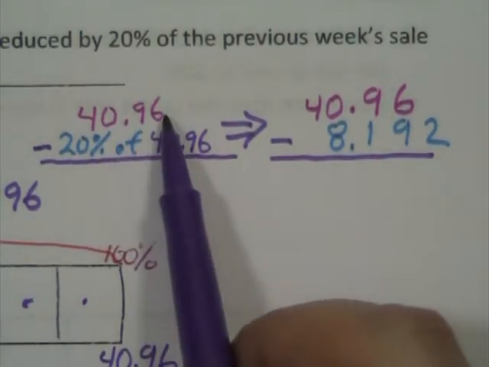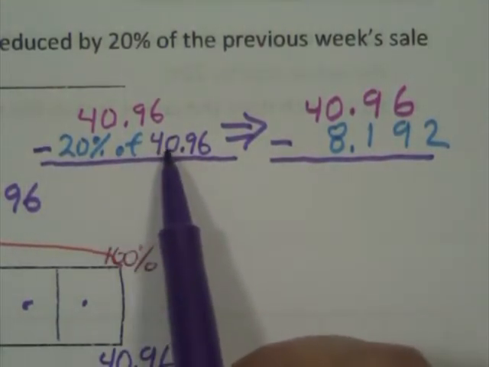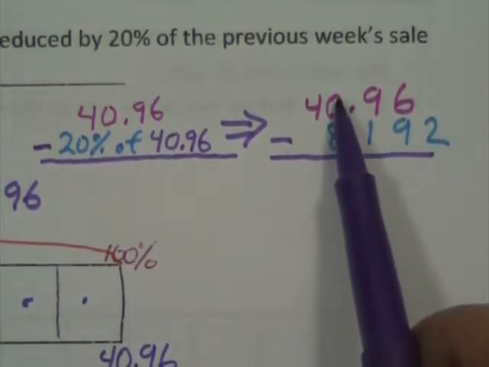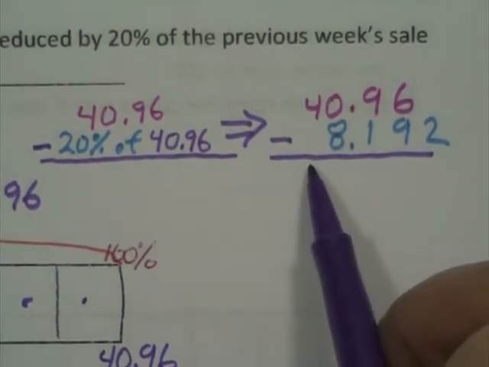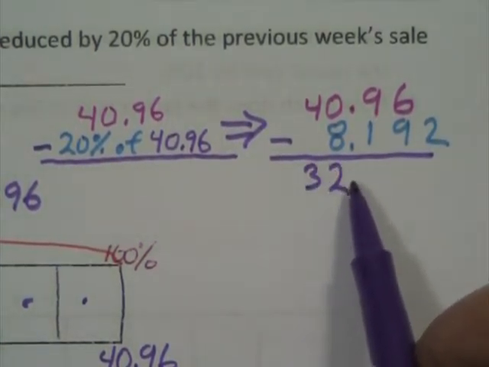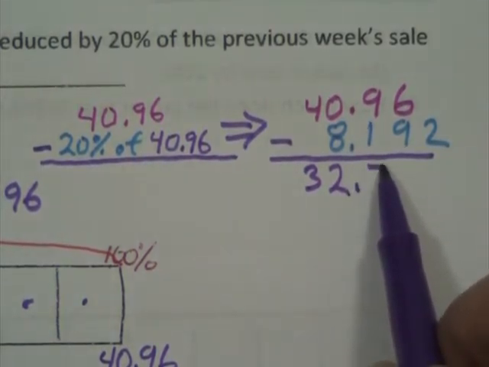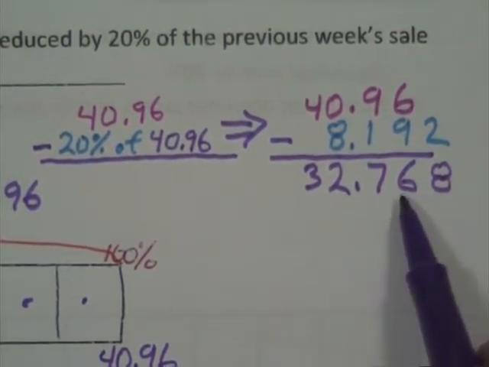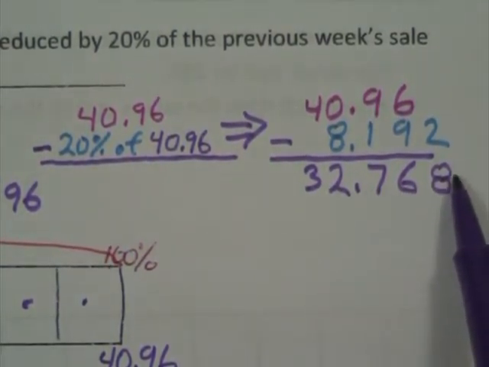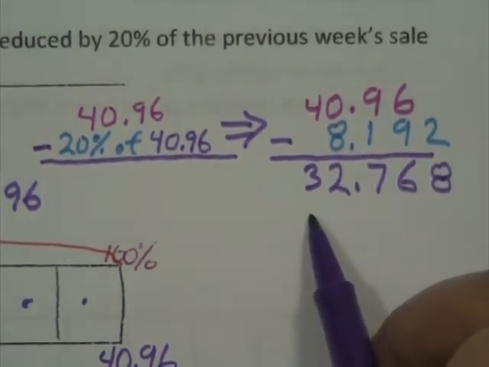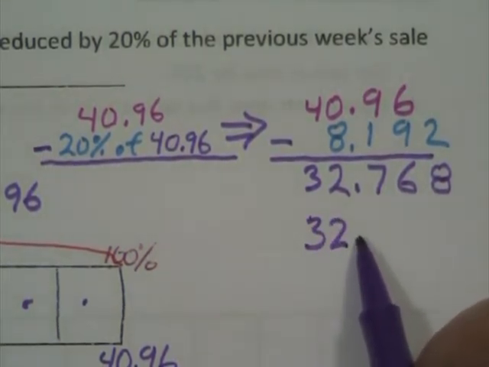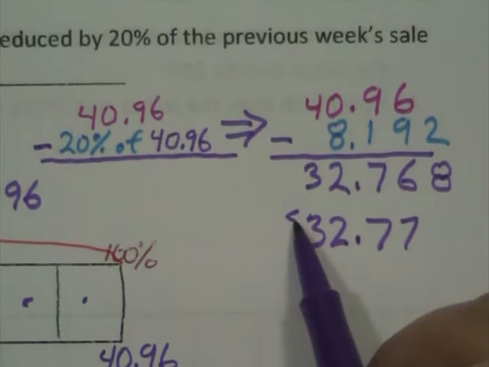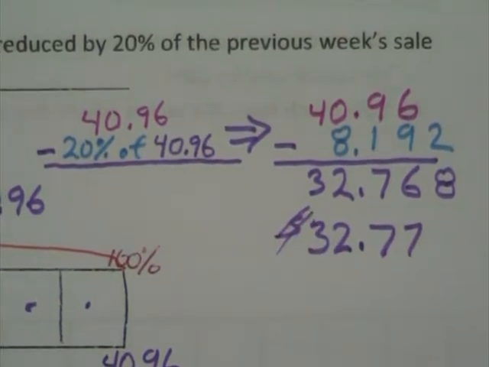So if I take 40.96, I subtract 20% of it. Well, 20% of it is 8.192. Now I subtract that, and to save ourselves some time, I'll just write this down. It'll be 32.768. That's how much money that is. You're going to have to round it off. So it would be 32.7, and you're going to round this up, 7. So that will be how much it costs: 32.77.